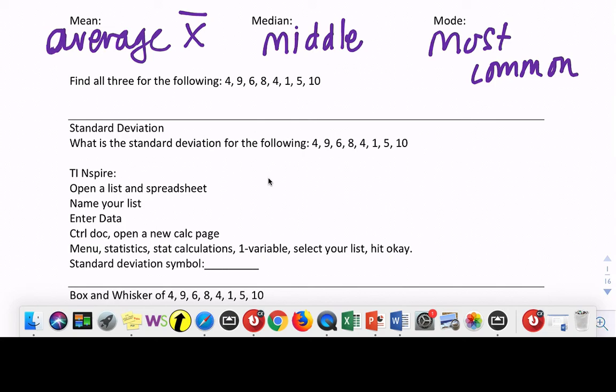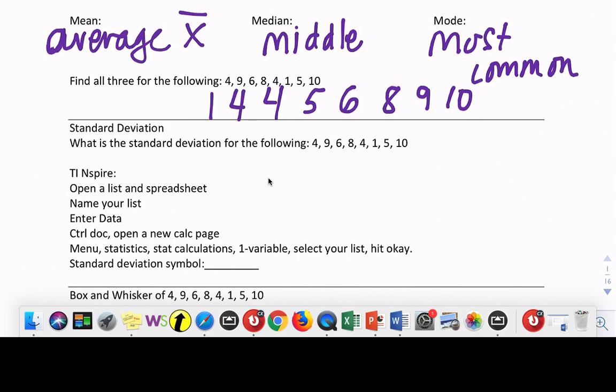So let's find all three for the following numbers. Without any technology, you could put these in order. So if you put them in order, we have a 1, 2 4s, a 5, 6, 8, 9, and 10. All right, so those are our numbers in order. To find the average, again, you add them all up and divide by how many there are.